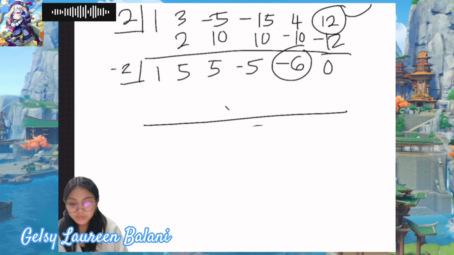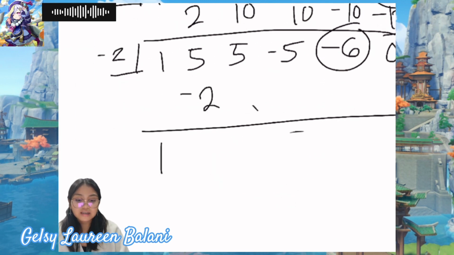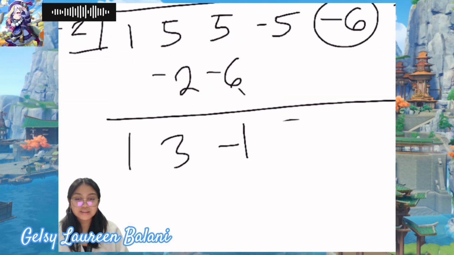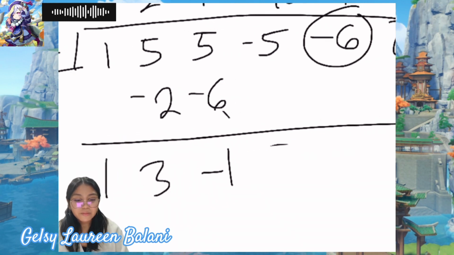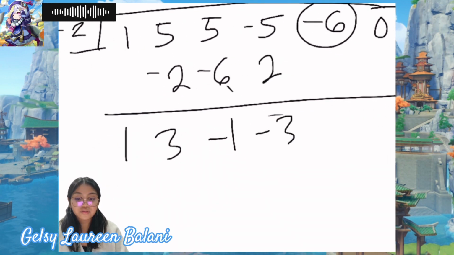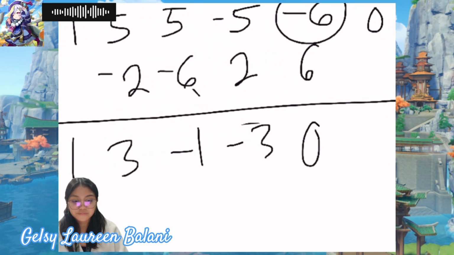I'm going to delete this. Bring down 1. -2 times 1 is going to be -2. 5 plus -2 is going to be 3. -2 times 3 is going to be -6. 5 plus -6 is going to be -1. -1 times -2 is going to be positive 2. -5 plus 2 is going to be -3. -3 times -2 is going to be positive 6, so the remainder is 0.